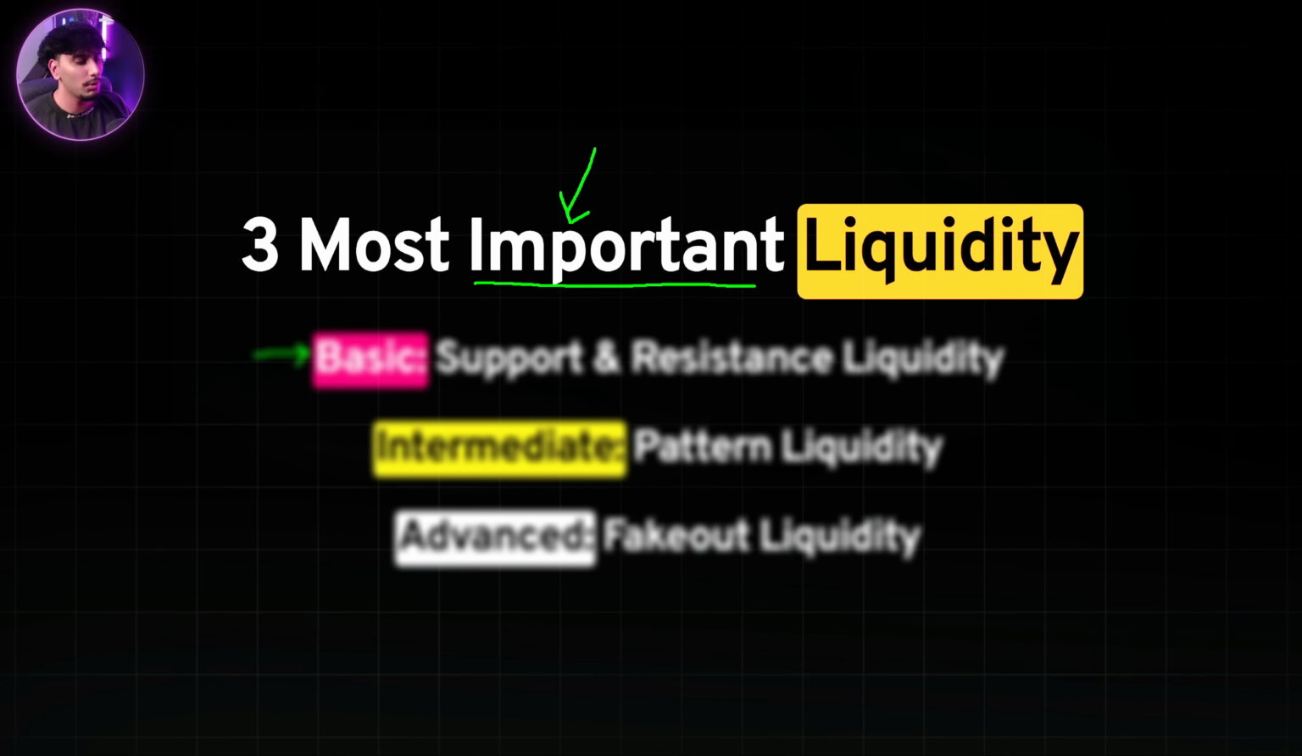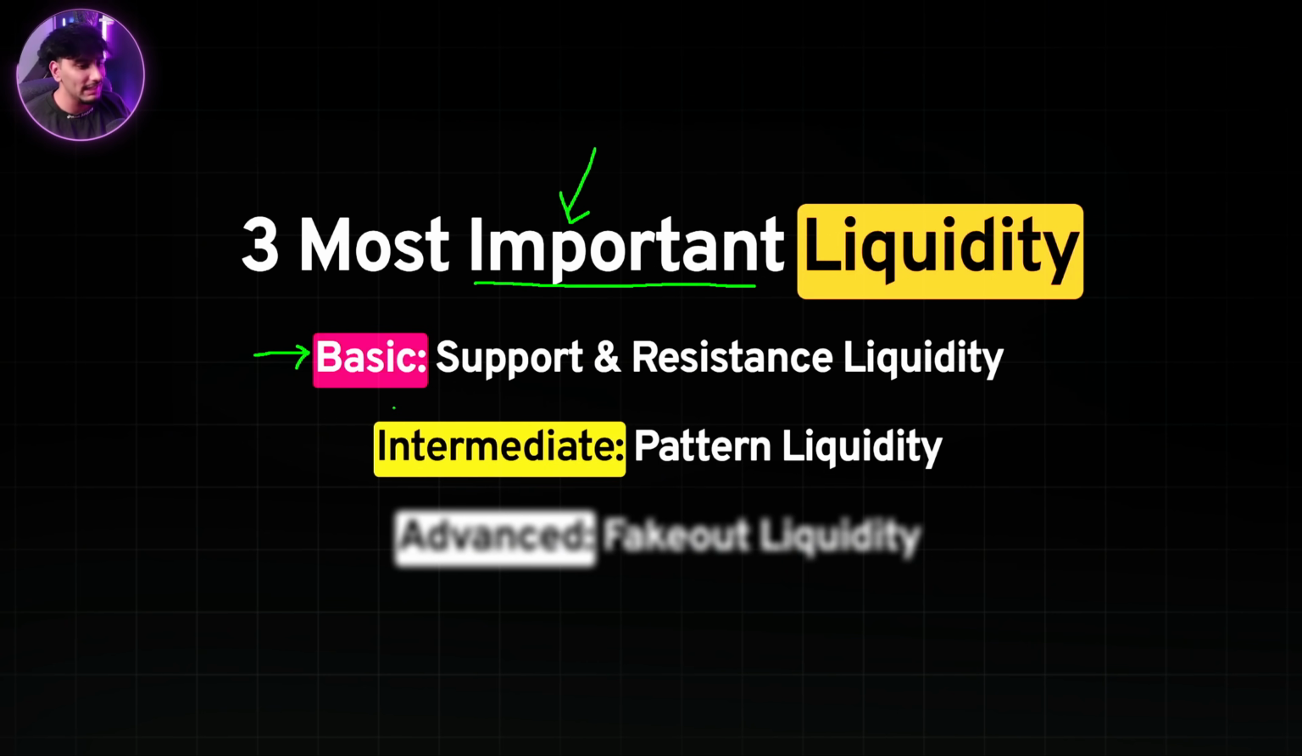Now, in this video, we're going to start off with the basic liquidity first, then we'll go to intermediate, and finally we'll go to advanced. The basic liquidity will be support and resistance liquidity, then we'll talk about pattern liquidity, and finally we'll talk about fake out liquidity. The fake out liquidity is the exact example that you saw in the introduction, and we're going to talk about how we can avoid fake out liquidity and place our stop loss in the right area to actually make sure that we capture that big move to our profit target.